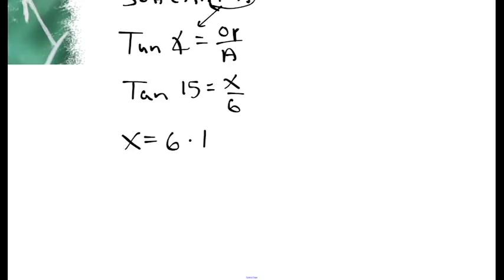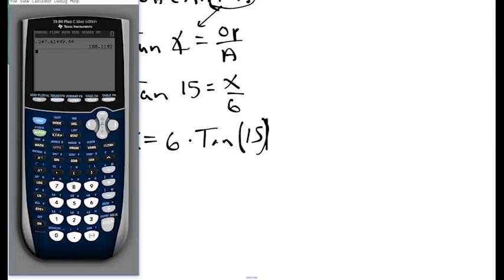So 6 times the tangent of 15. Go ahead and calculate that on our handy dandy calculator here. 6 times tangent of 15 puts us at 1.607. Now, this is the x part of this.